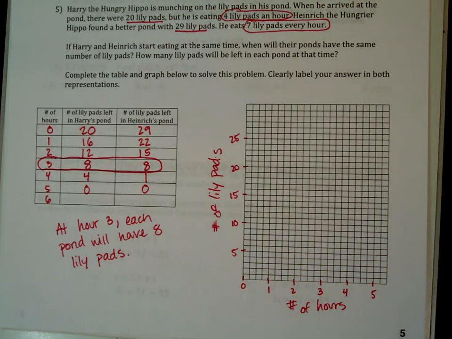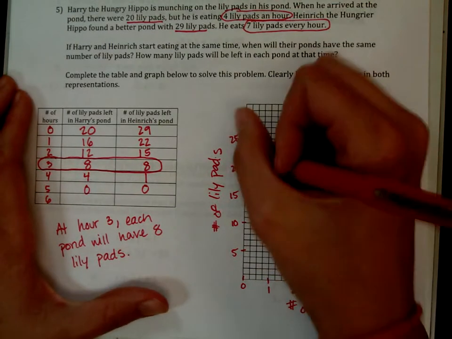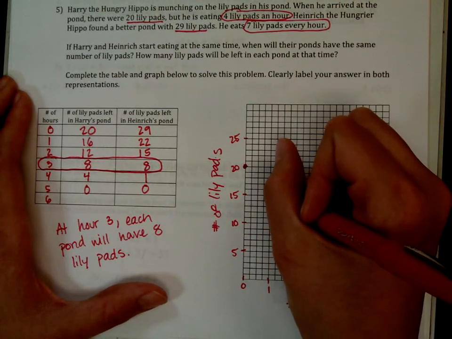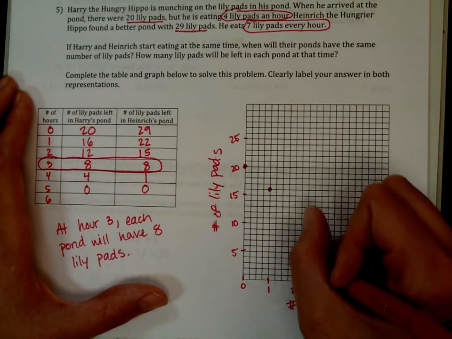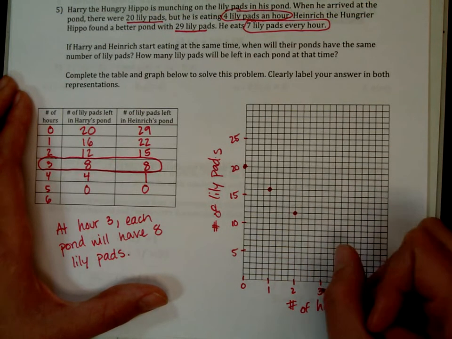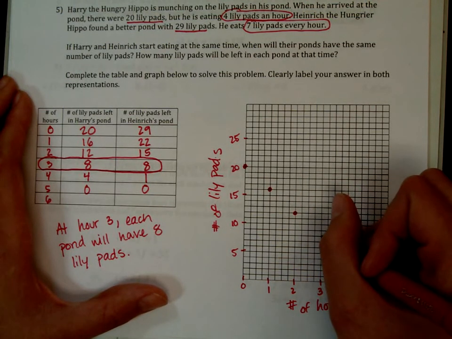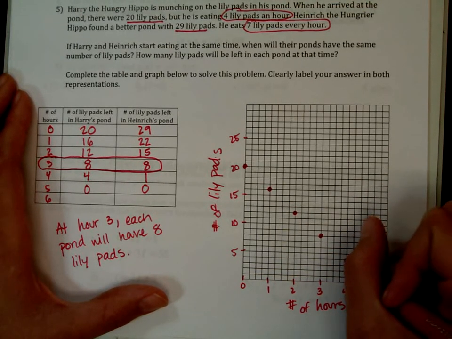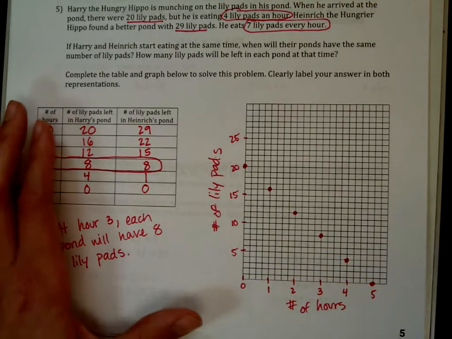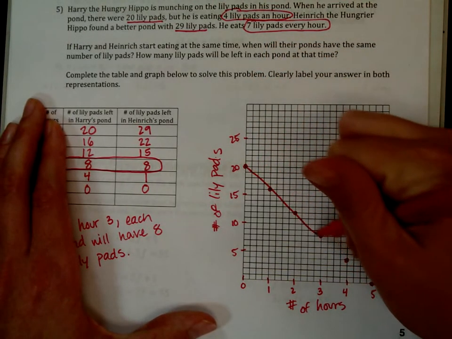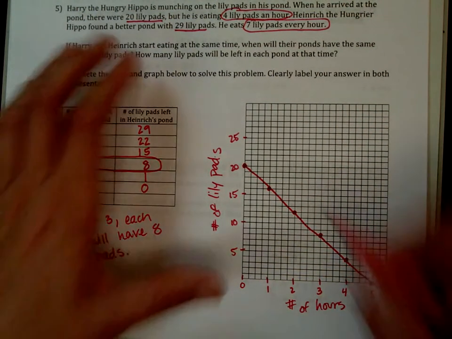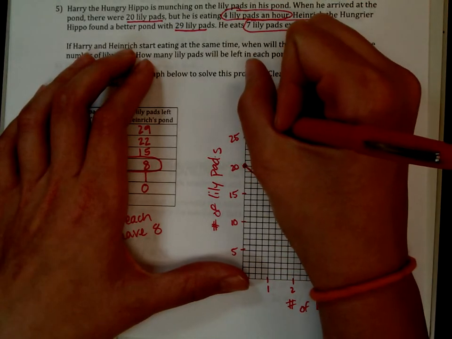So we've got Harry, who starts at 20 and goes down by 4 every time. So he's at 16, and then at hour 2 he's at 12. At hour 3 he's at 8. At hour 4, he's at 4, and then he's at 0. So this is Harry.